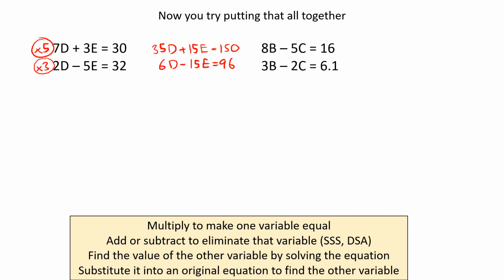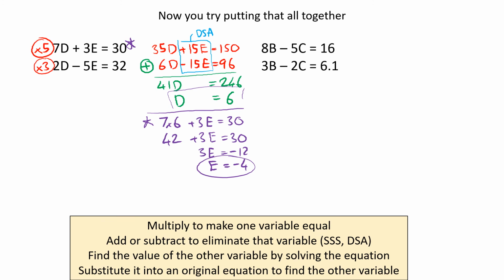So for the first one, I times by 5 and 3 to make the e's the same. This meant we had to add them together, and we can divide down to get that d is equal to 6. And then I went back to my old ways, substituted it into the top equation to get that e was minus 4. You could have done it a different way, but you should have got those same 2 answers.